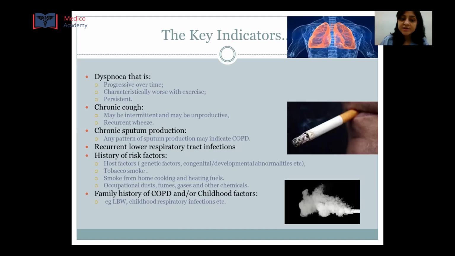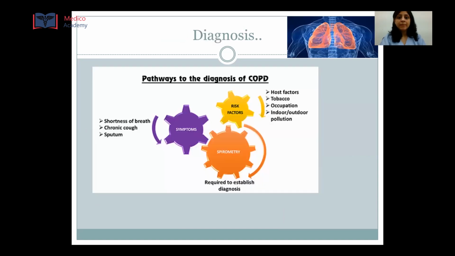Any history of associated risk factors, be it host factors, which may be genetic, congenital, any developmental abnormality, tobacco smoke, smoke from home cooking, heating fuels, any kind of smoke, any kind of occupational dust, fumes, gases, and family history of COPD, or some childhood factors, are also contributory towards making a diagnosis of COPD. Like the patient has a history of low birth weight or history of recurrent childhood respiratory infections. So this is the pathway that takes us towards the diagnosis of COPD.